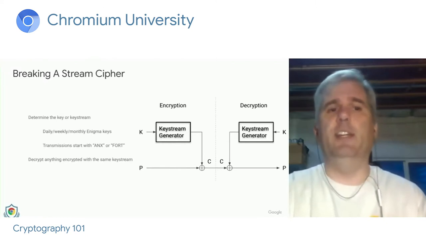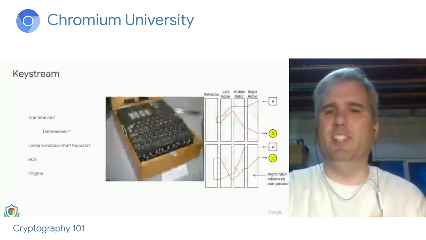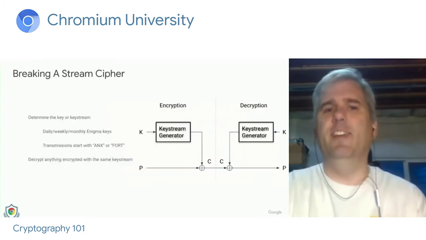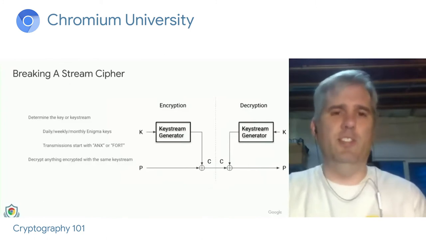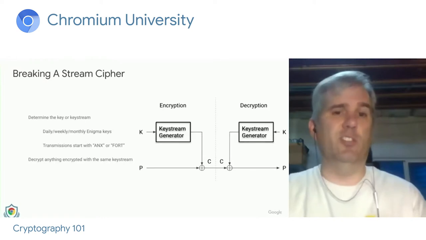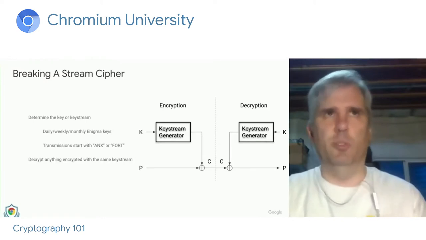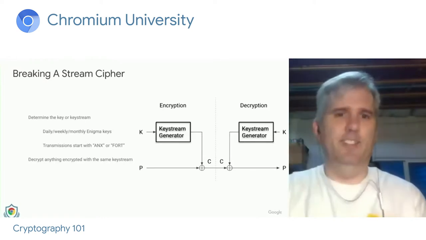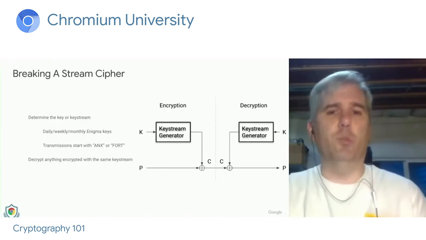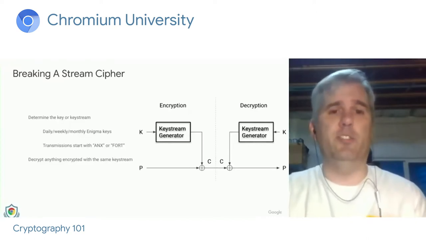So they didn't have a space bar on the machine. Notice that's missing. They would use the X key as a space. And so when they were sending a message to someone, it would start with ANX. In German, an means to. So they started out an Oberleutnant Schmidt, and it would start out with ANX. If it was a long message, they'd start it with Fort, which is Fortsetzung for continuation. And then starting from that point, they could start to work out the key stream.